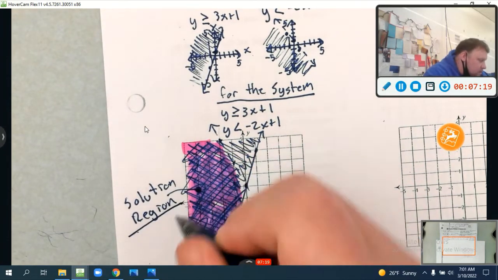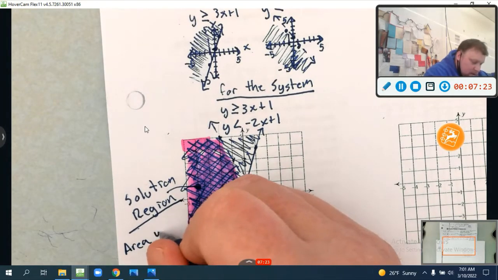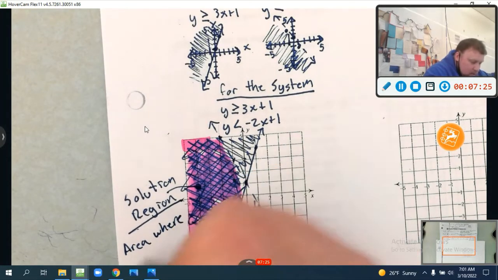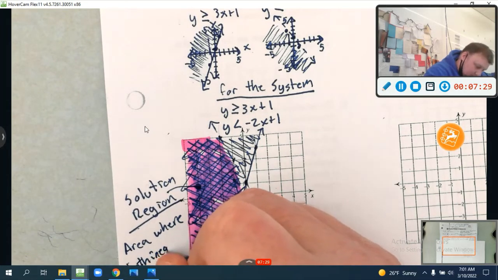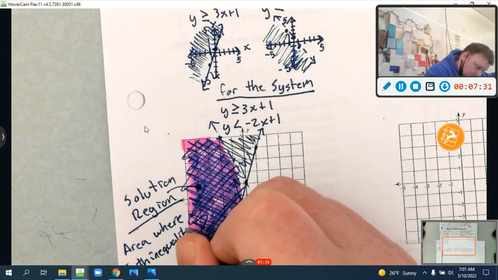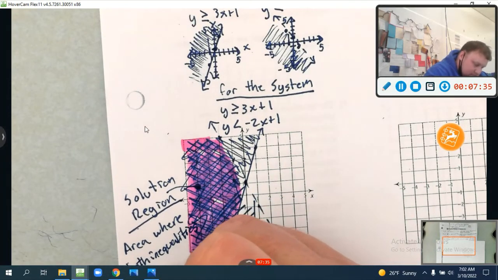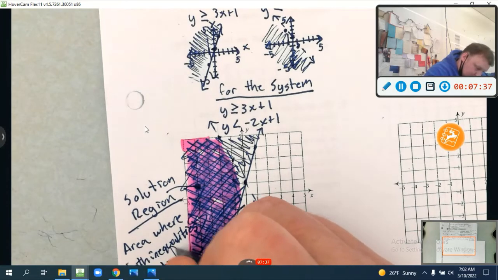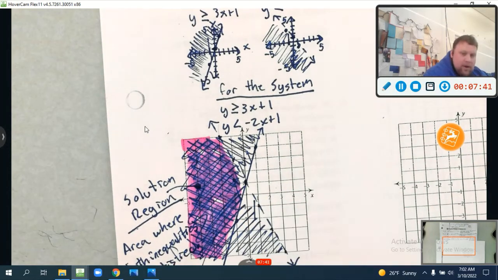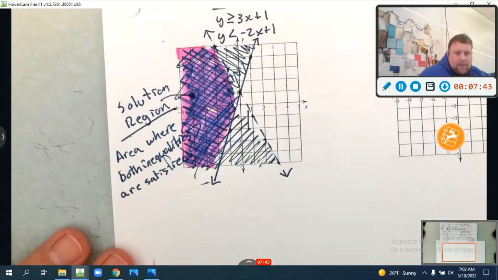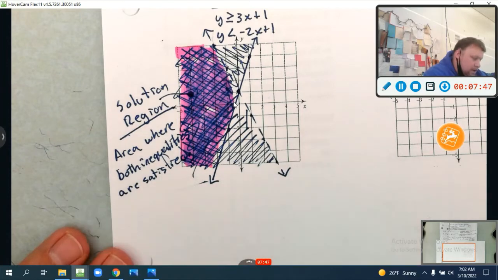And the definition of a solution region is it's the area where both inequalities are satisfied. So the area, I better move that up, I guess. Sorry, I didn't realize. The solution region is the area where both inequalities are satisfied.